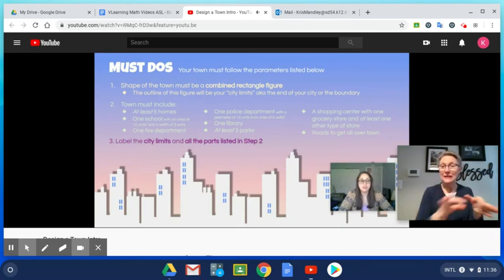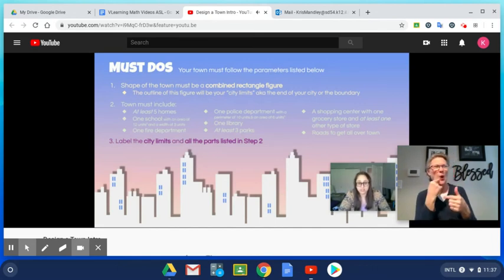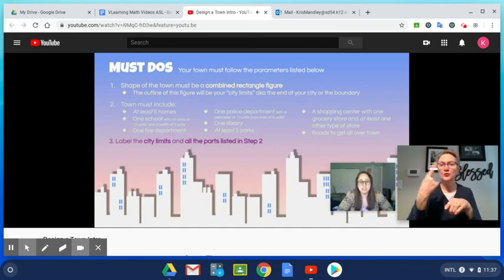Lastly, you need to make sure you label the city limits and label all of the parts that you've created in step 2. If you don't label them as you're creating them, it's going to get a little bit confusing as you go to answer questions about them. All right, so these are your must-dos for your town. You can add anything additionally that you would like to, but this is the bare minimum of what you must include.